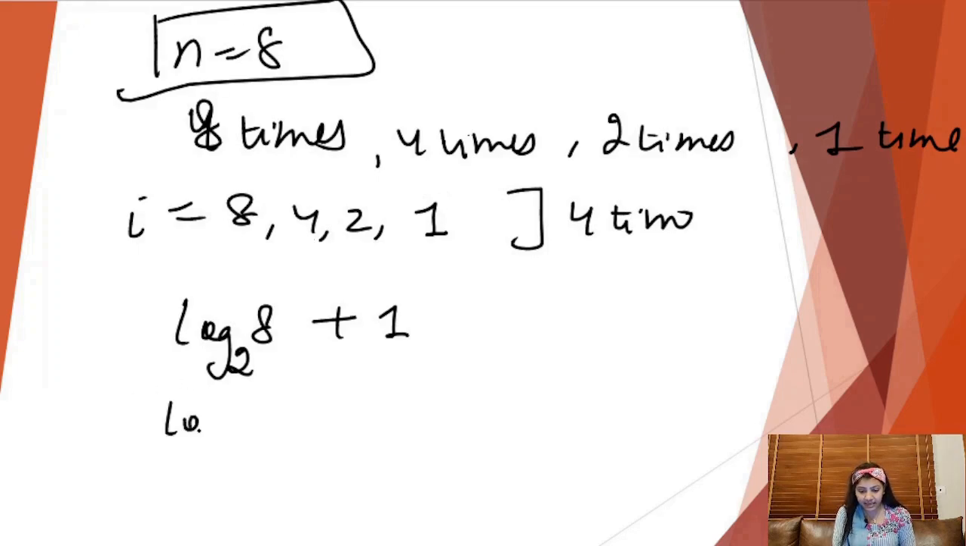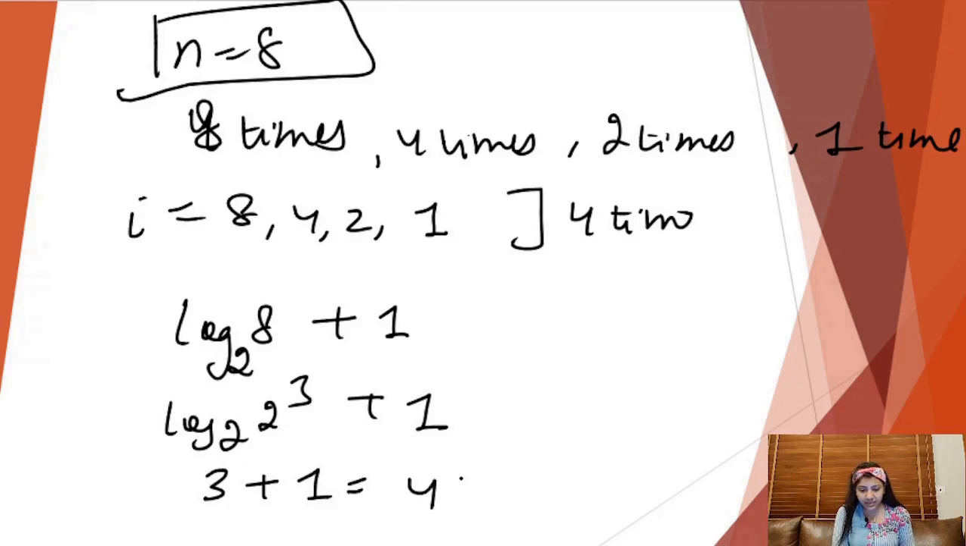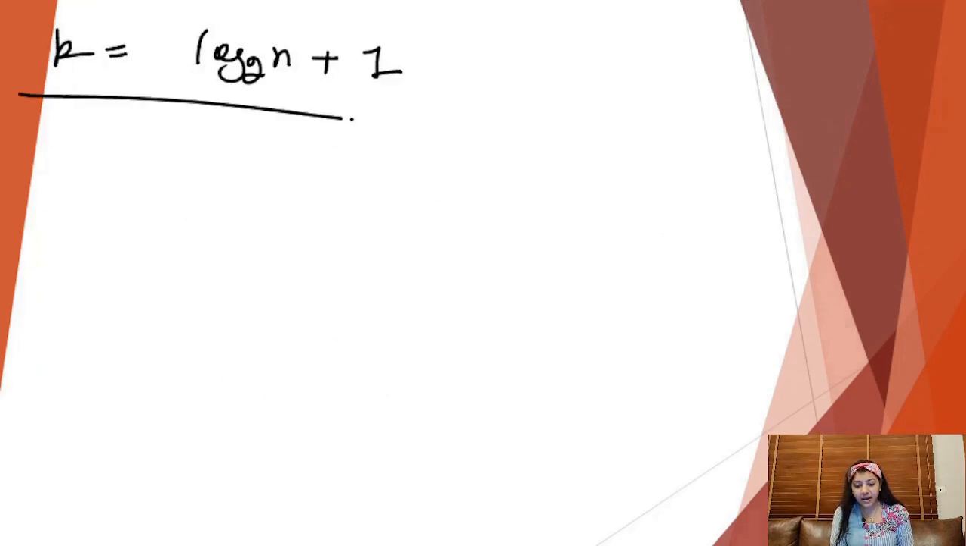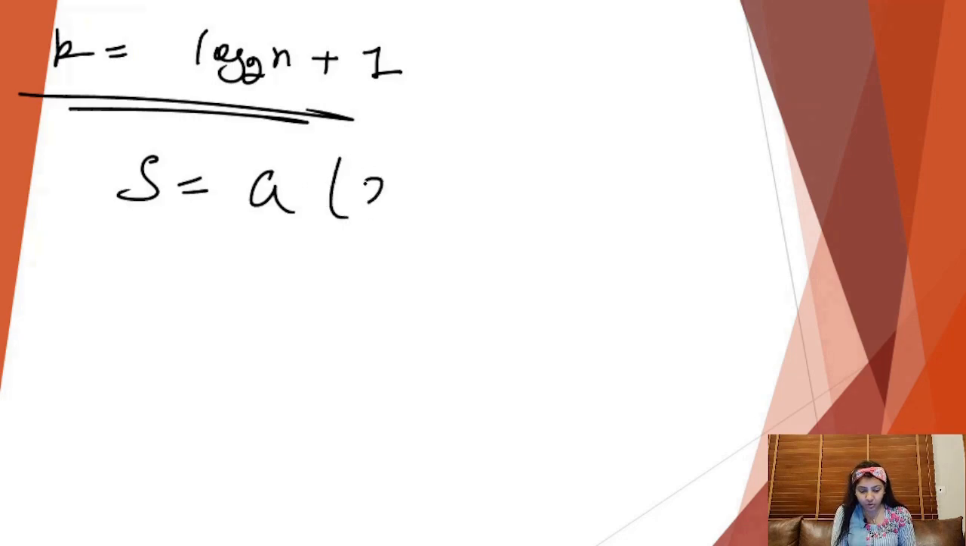So we have 4 terms in my geometric progression for taking the value of n as 8. Now if I write this as log 8 base 2, it is nothing but 3 plus 1, that is equal to 4 times, right? So similarly, when I take the value of n as 8, I have basically 4 terms. Similarly, I can write down that for some n value, the number of terms in my GP will be log n base 2 plus 1, that is the value of my k. Now we just have to substitute the values. The formula to calculate the sum for a geometric progression is a times r to the k minus 1 upon r minus 1.